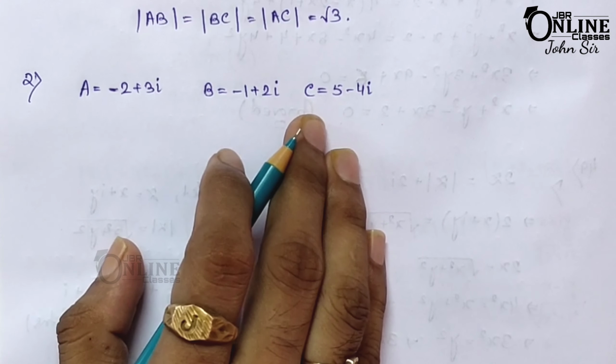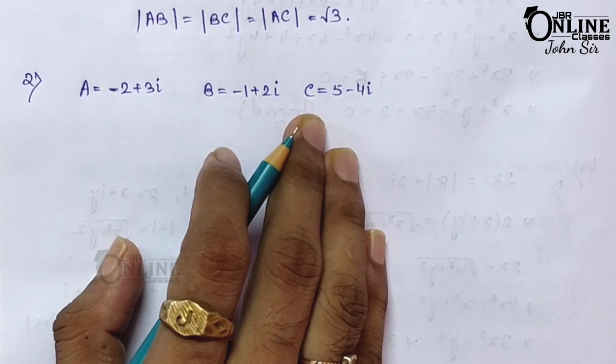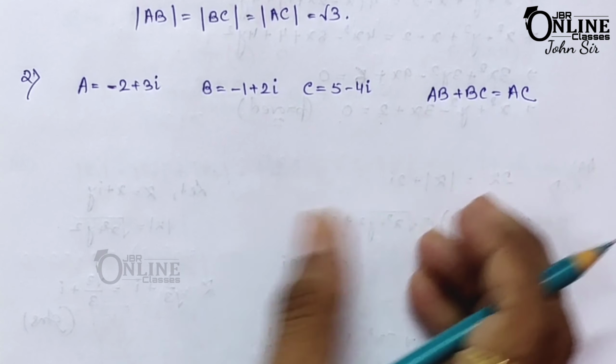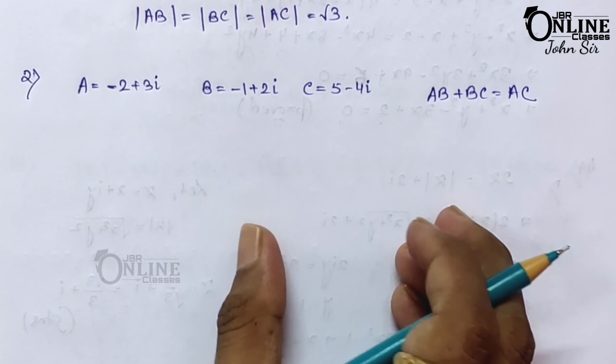Now sum number 2. Using the distance formula or otherwise, prove that the points A equal to minus 2 plus 3i, B equal to minus 1 plus 2i and C equal to 5 minus 4i are collinear. So whenever you want to prove that three points are collinear, you have to prove that AB plus BC equals AC. If you prove that the summation of these two is equal to the third one, then they are collinear points.